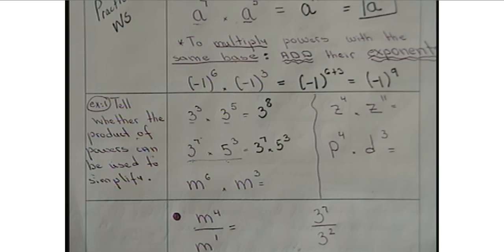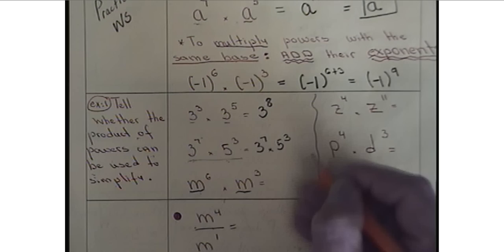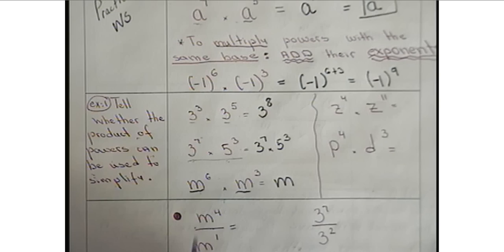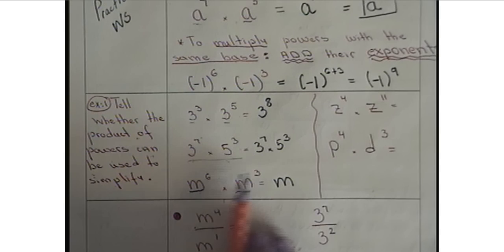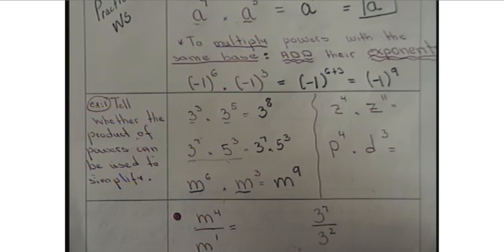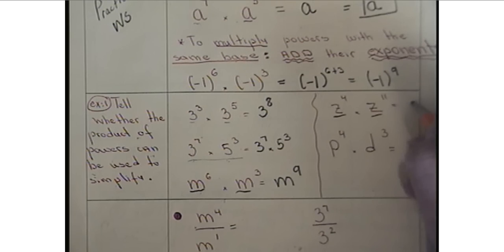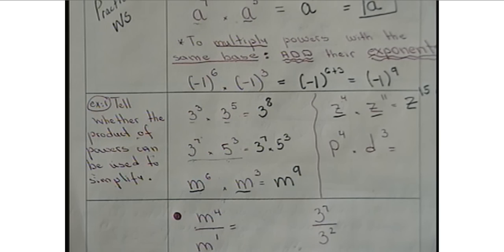Okay, next example, we have m to the 6th times m to the 3rd. The two bases are exactly the same, m, so we add their exponents. 6 plus 3 will give us 9. So m to the 9th power is the answer. Couple more quick examples. z to the 4th times z to the 11th. Again, the base is the same. 4 plus 11 will give us 15. Final answer, z to the 15th.